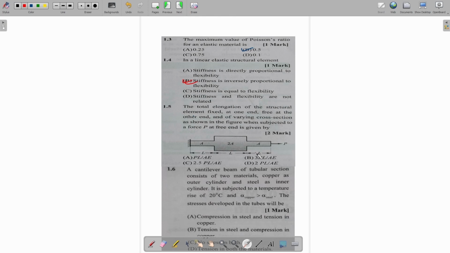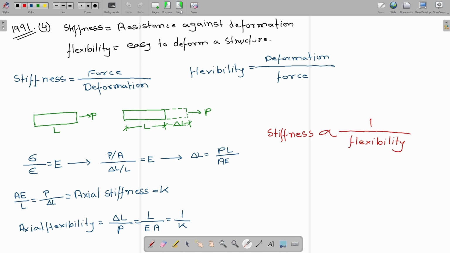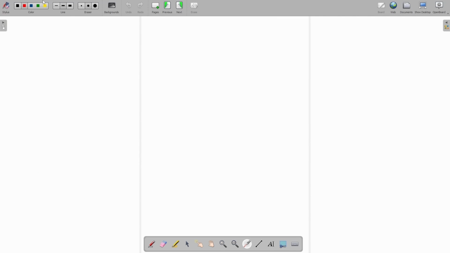Okay, now what we can see from this arrangement is that all of the three are connected in series. Therefore I can say that all the bars are connected in series connection. This question also came in the year 1991, question number 5.